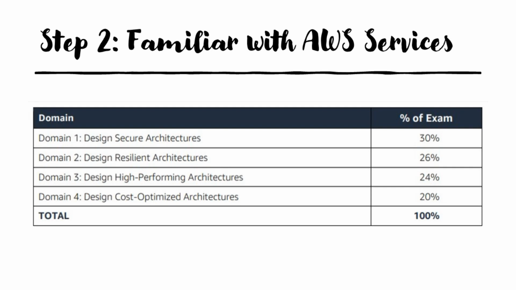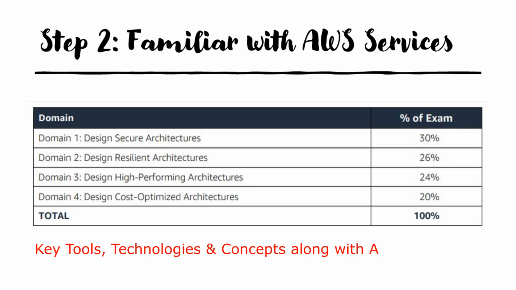Once you go through the exam guide, you will understand each domain, what knowledge you need to have, and what skills you need to check. Once you go through all the domain content, in the last you will see the key tools, technologies and concepts you need to cover for this certification, and also the AWS services and features you need to go through or prepare for this certification. This is how you need to familiarize yourself with the AWS services which are part of this certification.